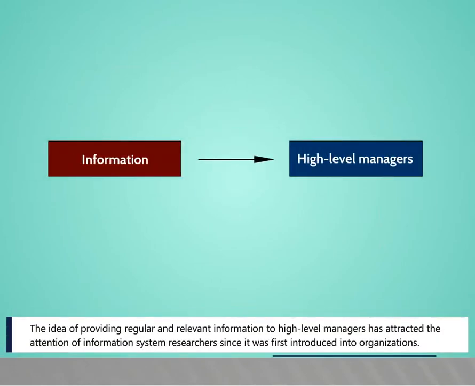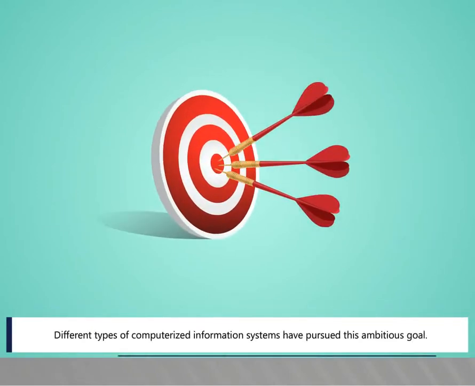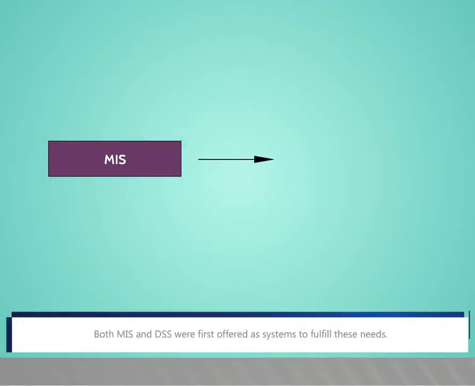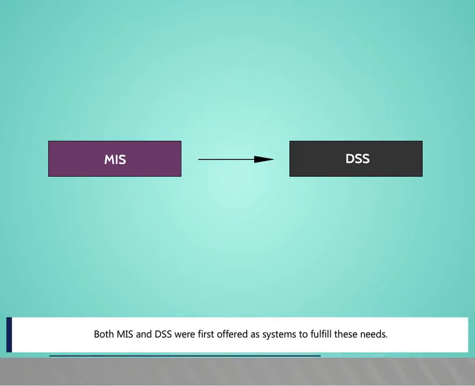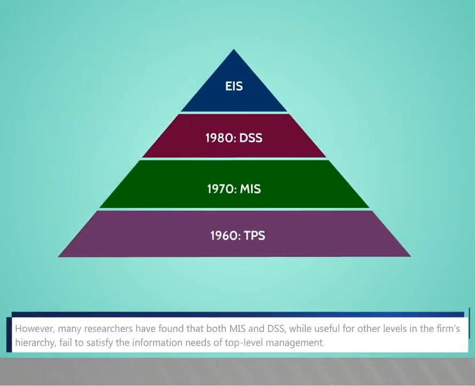The idea of providing regular and relevant information to high-level managers has attracted the attention of information system researchers since it was first introduced into organizations. Different types of computerized information systems have pursued this ambitious goal. Both MIS and DSS were first offered as systems to fulfill these needs.